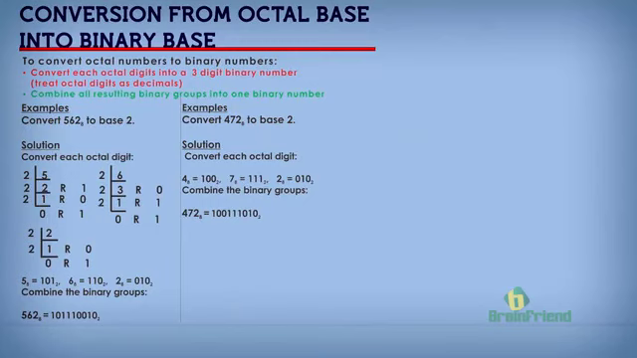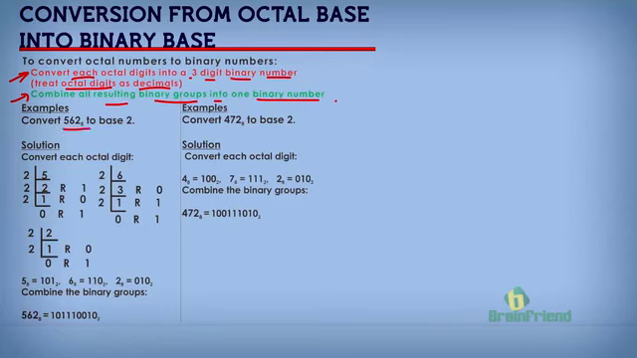Now, another kind of conversion is conversion from the octal back to the binary. That is from base 8 back to base 2. To do that, we'll follow 2 simple steps. First, convert each octal digit into a 3-digit binary number. Remember to treat each of the octal digits as a decimal, that is as a base 10. Finally, we'll combine all the resulting binary groups that we've created into one binary number.